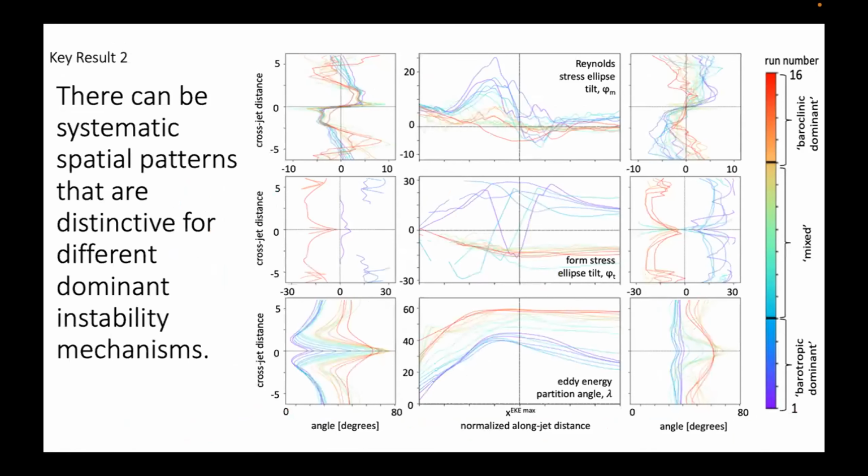All right. Key result number 2 is that there are systematic spatial patterns. 5 minutes. Yeah, sure. Thank you. And again, that these patterns can vary depending on the instability mechanism.